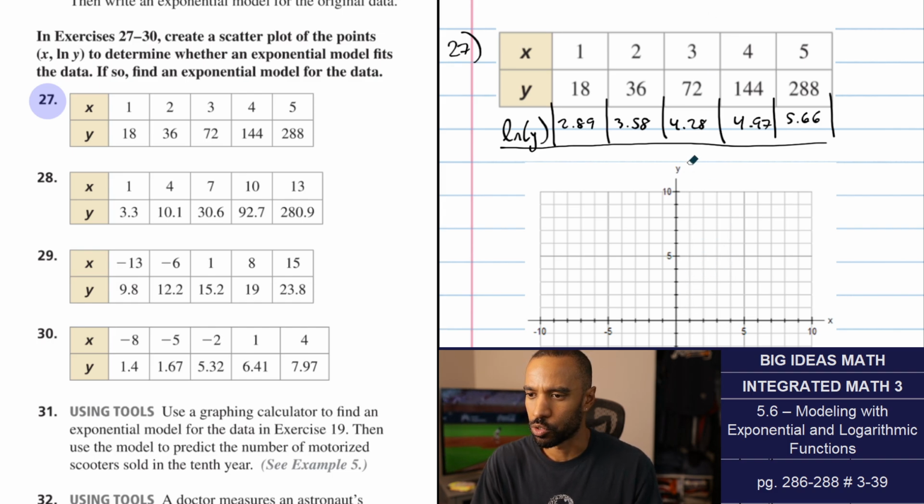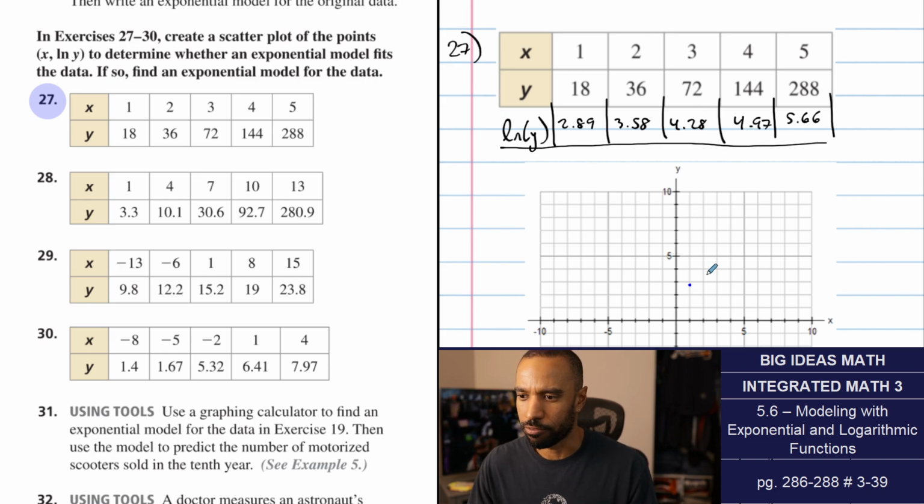I think the first one was right. After that, I kind of messed up. So let me do that again. 2.89. I think I was going by my 2's again. 3.58's about right here. All right, 4.28 would be about right here. Yeah, I was still thinking of my scaling by 2's. I'm sorry. My first one was right. After that, I was changing my scales. 4.97 and then 5.66.